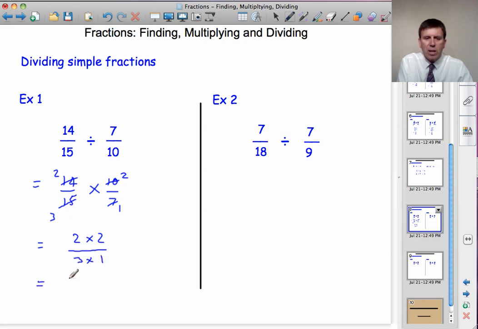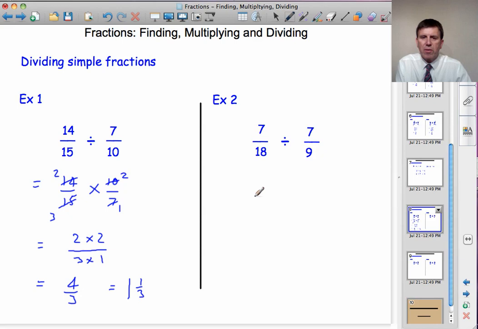So that gives us 2 times 2 is 4, 3 times 1 is 3. So the answer is 4/3. Or I could give that as a mixed number because 3/3 make a whole number, so that would be 1 whole number and 1/3. Example 2.